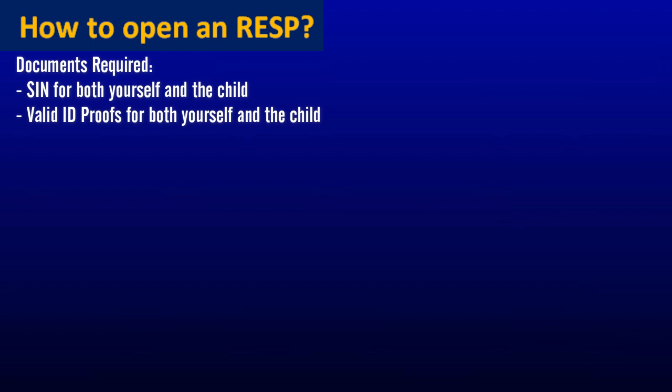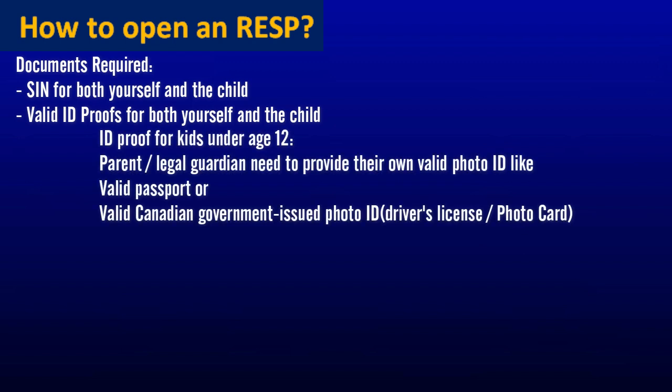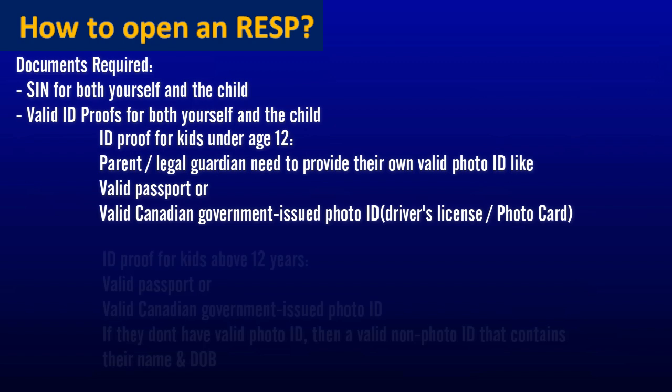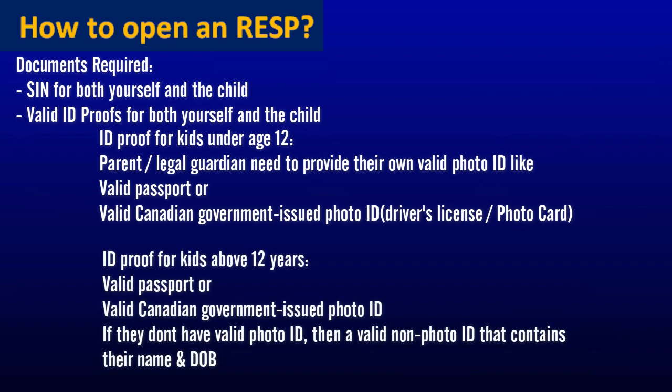Let's see what documents are required to open an RESP. Social insurance numbers for both yourself and the child, and valid ID proofs for both yourself and the child. If kids are below 12 years and they don't have proper ID proof, then the parent or legal guardian needs to provide their own valid photo ID like a valid passport or valid Canadian government issued photo ID like a driver's license or photo card. If kids are above 12 years, then they can provide a valid passport or valid Canadian government issued photo ID. If they don't have a valid photo ID, then they can provide a valid non-photo ID that contains their name and date of birth.